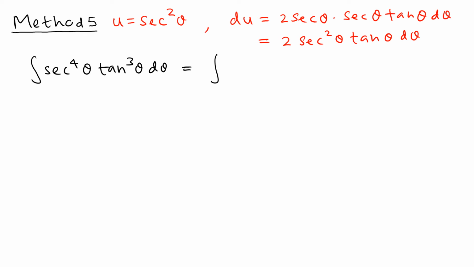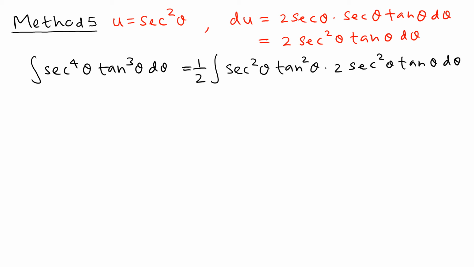So what we can do, we can isolate the secant squared tan term. That means we have one secant squared term left, and we have tan squared term left, and then we have 2 times secant squared theta tan theta d theta, except we have 1/2 in front because we have a 2 here.